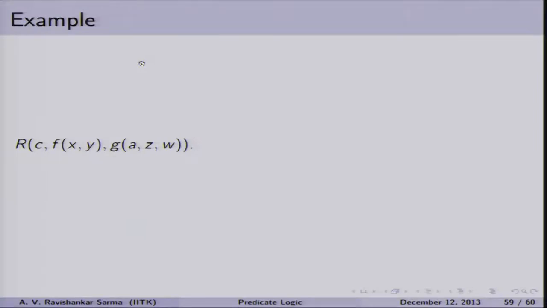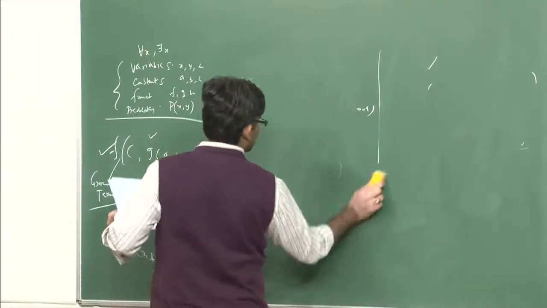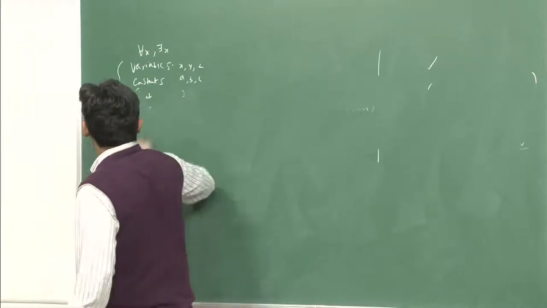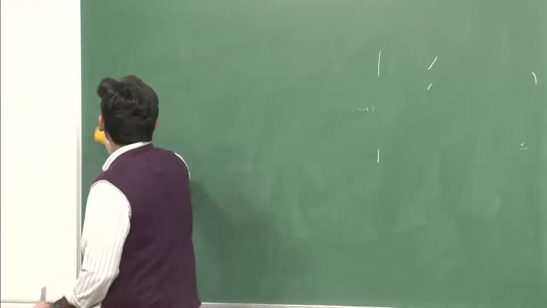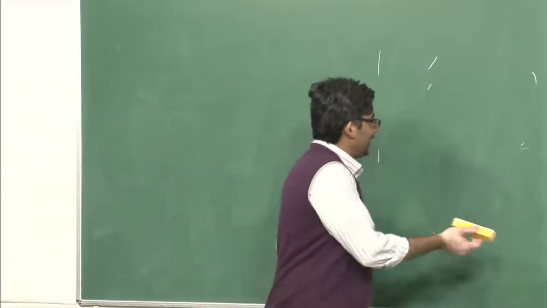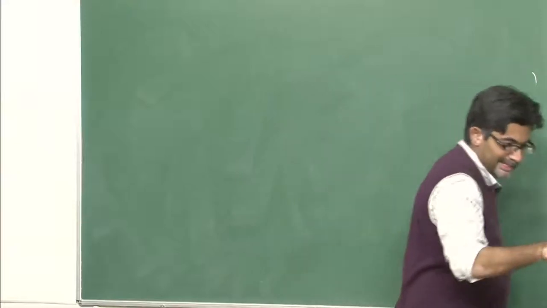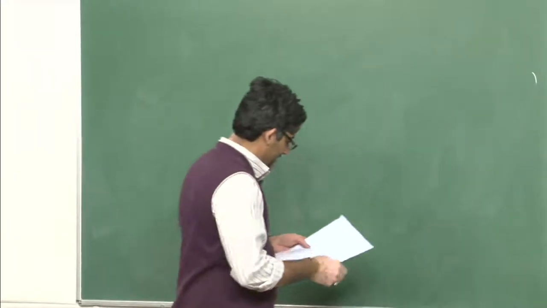Then we will understand the definition that we have discussed earlier. What I am exactly trying to say is that a given term will have its own corresponding formation tree, and in the same way an atomic formula will have its own corresponding formation tree.